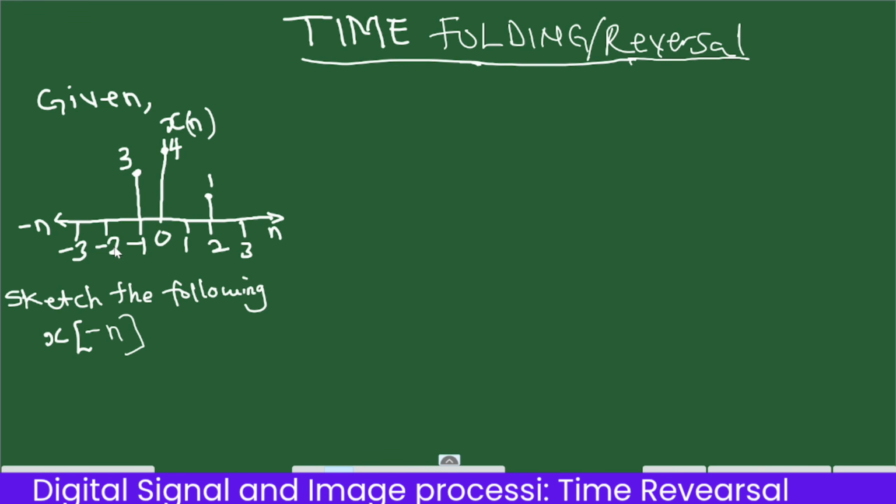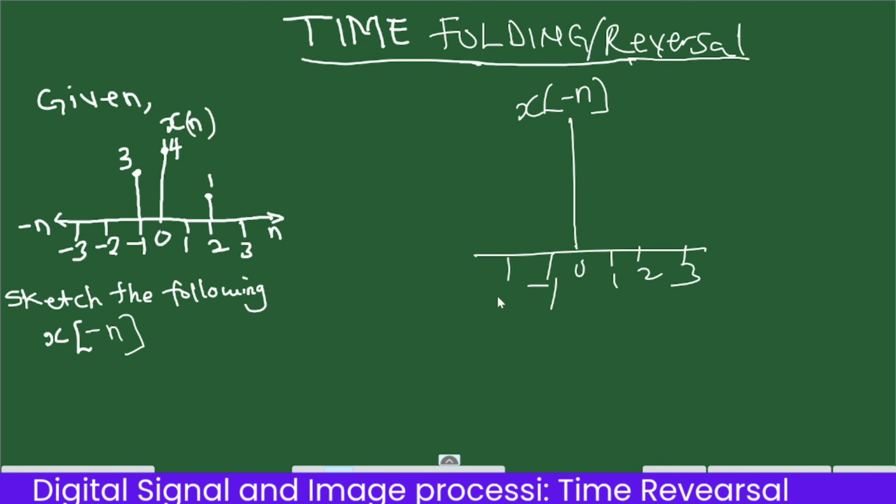So given this signal, let's sketch x of negative n. Let's sketch x of negative n, x of minus n. So 0, 1, 2, 3, negative 1, negative 2, negative 3.